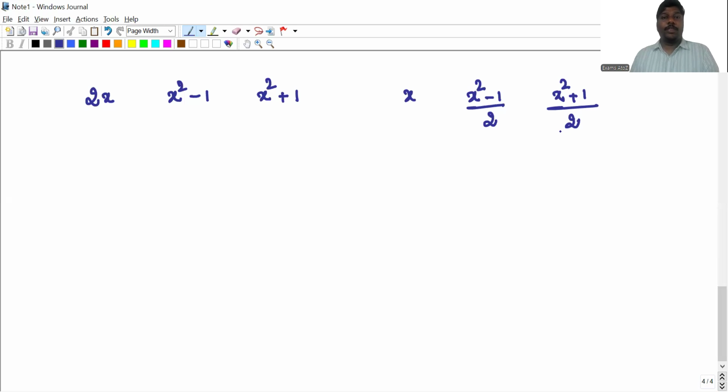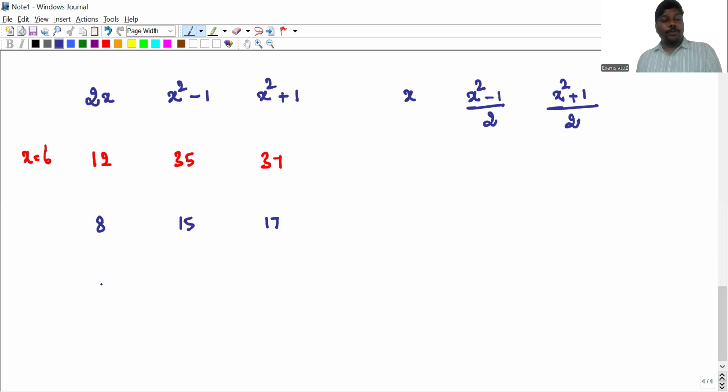If you want the triplet with an even number, suppose I want a triplet which starts with 12, you substitute x is equal to 6. It will be 12, 6 square minus 1 is 35, 6 square plus 1 is 37. That's a triplet based on 12. Suppose I want it based on 8. If I put 4, it will be 8, 4 square minus 1 is going to be 15, and 4 square plus 1 is going to be 17.